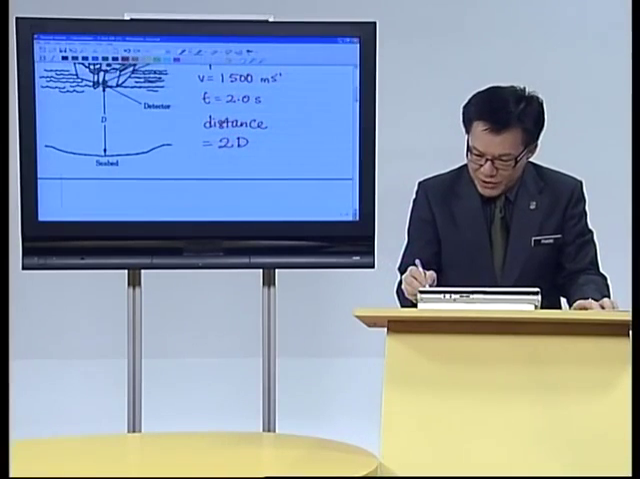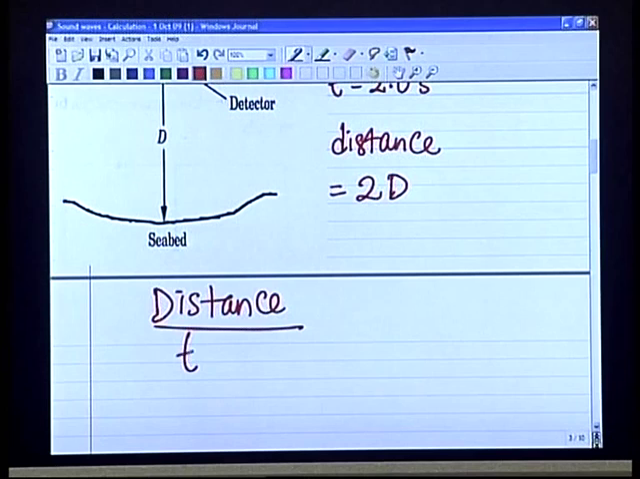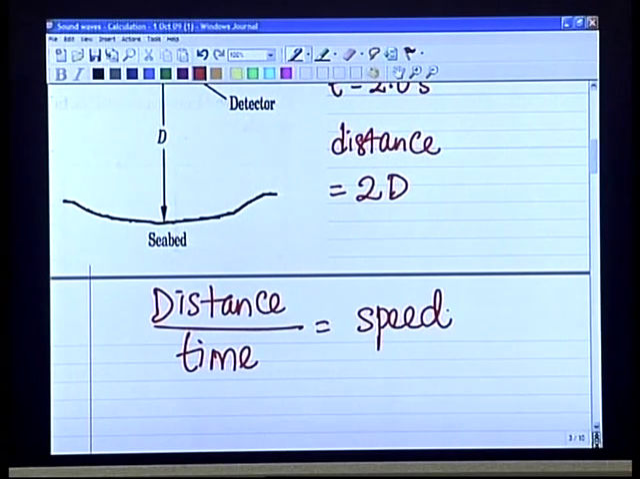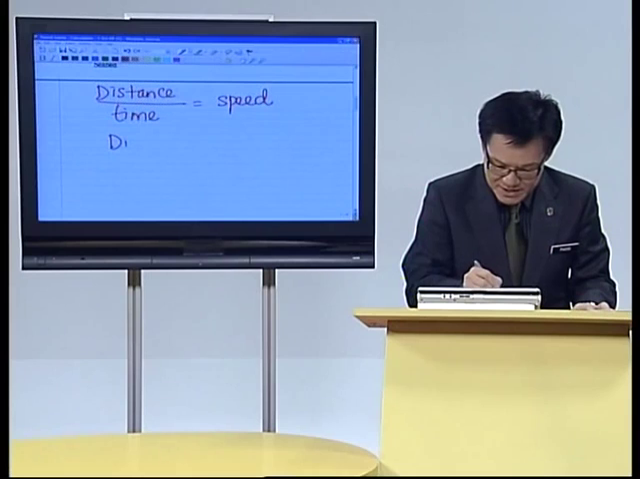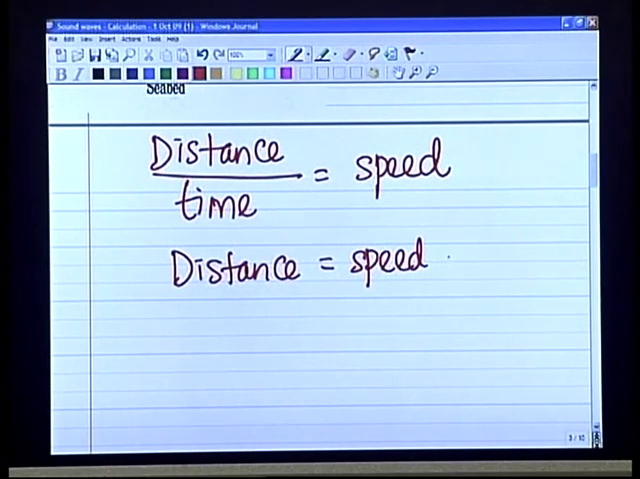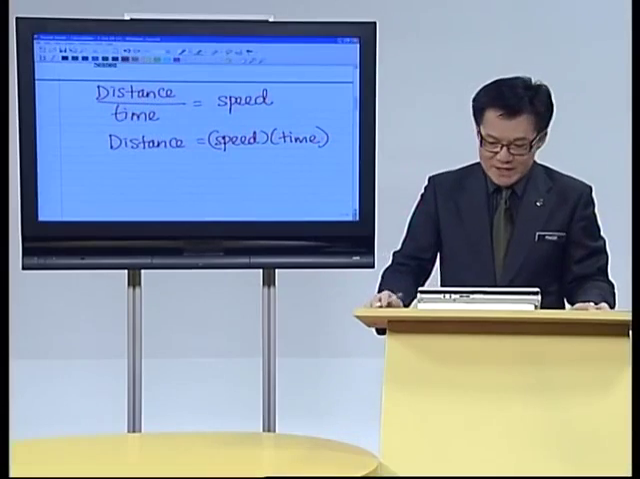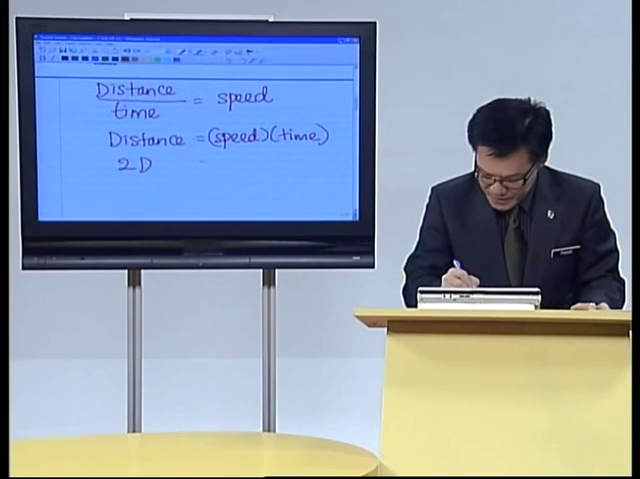So the simple calculation now is we use distance divided by time, because the speed is a constant speed, this gives us the speed. For constant speed, speed equals distance divided by time. So now I want to calculate what is D, the distance. So I write down distance equals speed of the waves times time. I use bracket to denote multiplication. So what is the total distance traveled? 2D. I write down 2D equals speed.